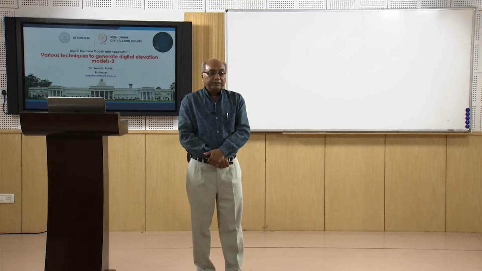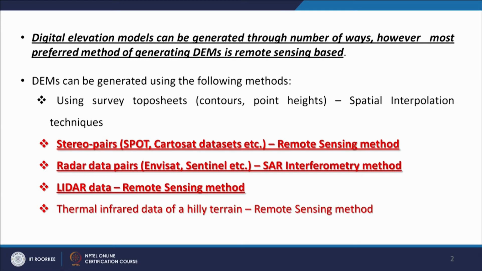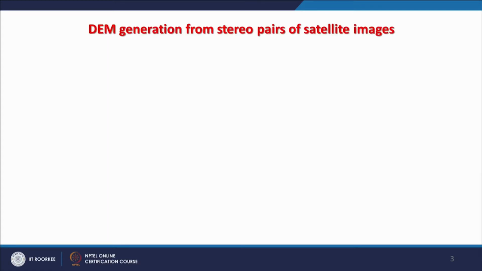Digital elevation models can also be generated using Lidar data. Again, this is also a remote sensing method. We will see some examples of how digital elevation models can be generated using Lidar data, especially the DSM, digital surface models. One more technique, which I developed a few years back, uses thermal infrared data of a hilly terrain; a DEM can also be developed using this remote sensing method, but at a relatively coarser resolution. We will see that example as well.